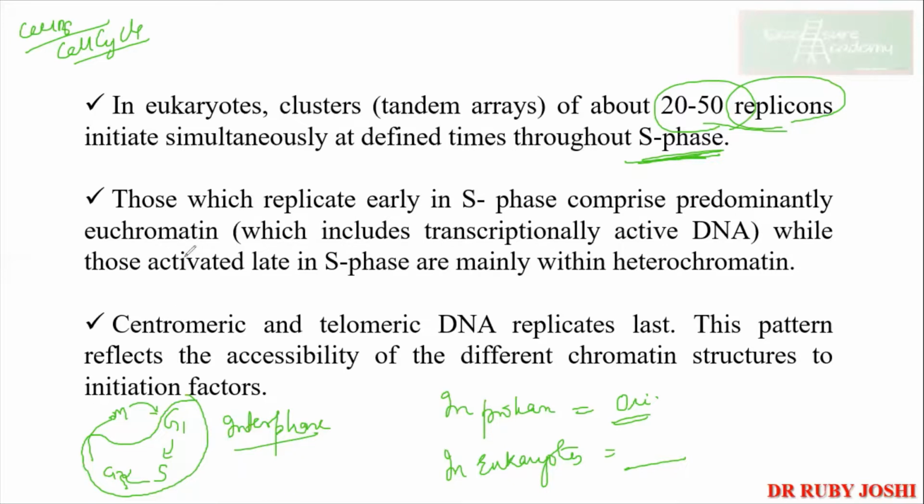Okay. So those which replicate early in S phase comprise predominantly euchromatin, which includes transcriptionally active DNA, while those activated late in S phase are mainly within the heterochromatin. Now, who can tell me what is euchromatin and what is heterochromatin? Yes, anyone? Yes, Tanvi? What is the euchromatin region in DNA or the heterochromatin region in DNA?